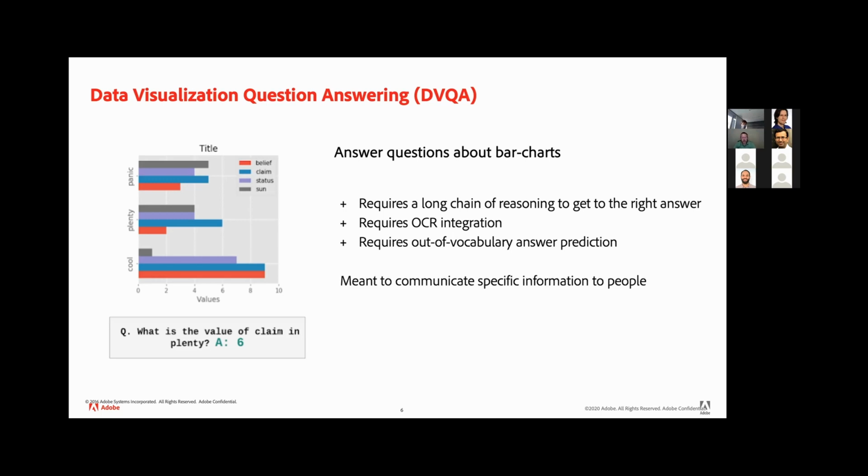And again, like I said before, we're really trying to communicate specific information. That's what these bar charts are doing. They have a lot of specific information in there, and so we want to be able to pull that meaning out. So to our knowledge, we were the first group to be trying to solve these types of problems.